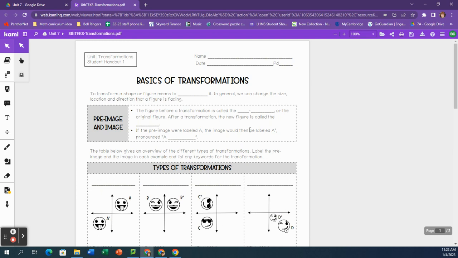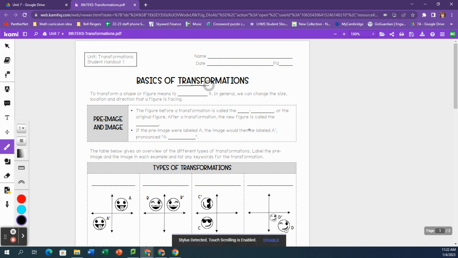To transform a shape or a figure, so this is basic transformations, means to change it. In general, we can change the size, location, and direction that the figure is facing.